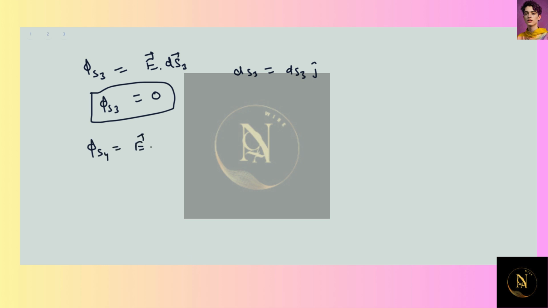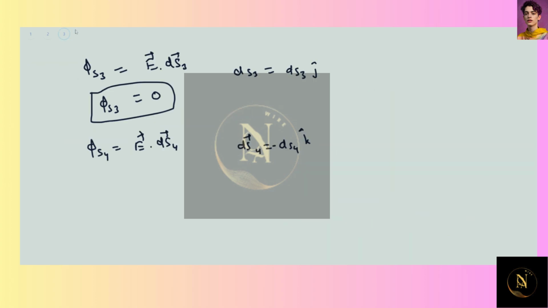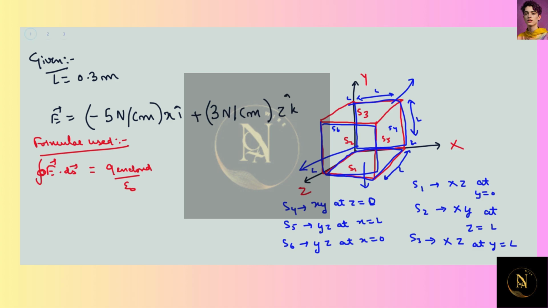So we have E dot dS4. So dS4 vector is equal to dS4 minus k cap, because the S4 area is the xy plane at z equals 0. So we have this one, and the direction of this one is that way, because the surfaces always have direction outward and normal to the surface. Therefore we have k cap here. So we take the dot product here.